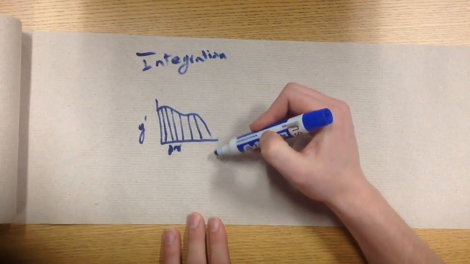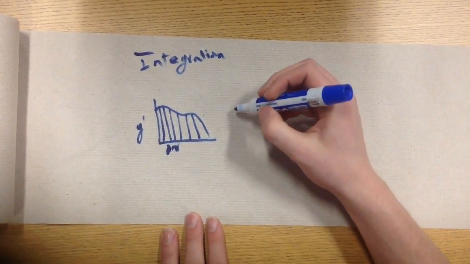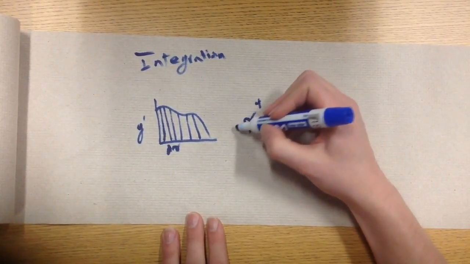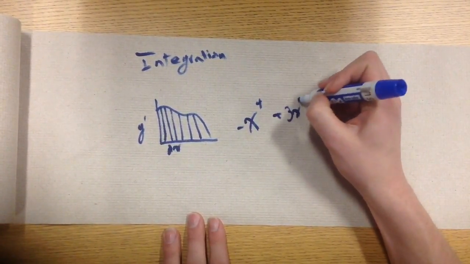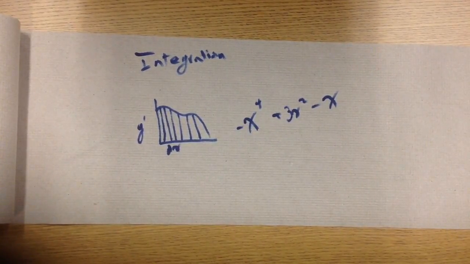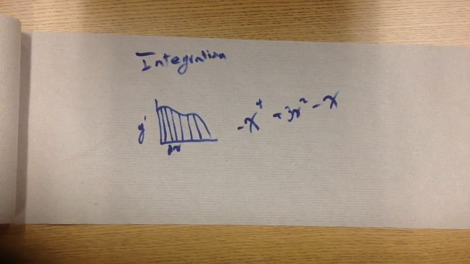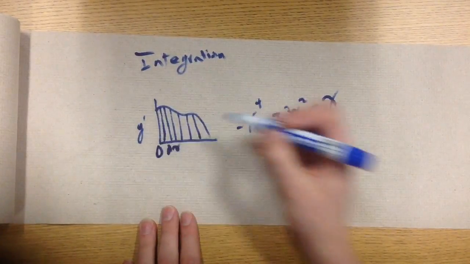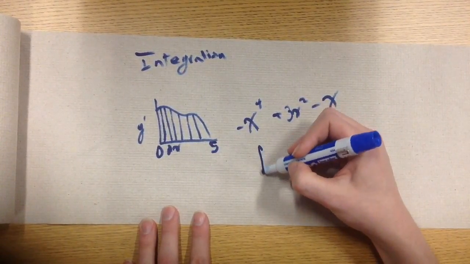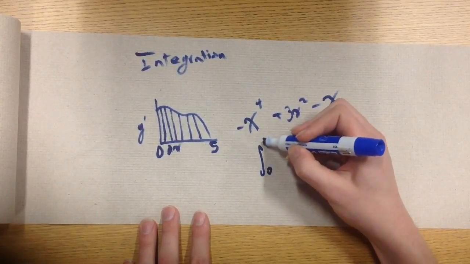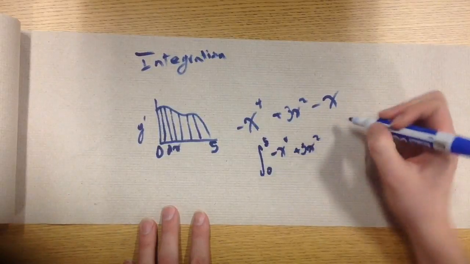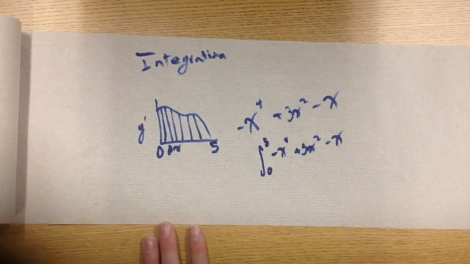Let's say this graph looks generally like a negative power to the fourth. So we have negative x to the fourth plus 3x squared minus x. And we want to know the area under the curve from, say, 0 to 5. Then we would say the integral from 0 to 5 of negative x to the fourth plus 3x squared minus x. But how do we solve this from here?